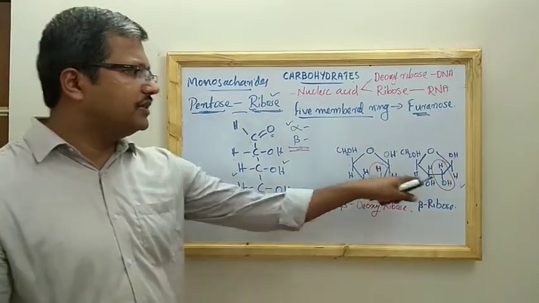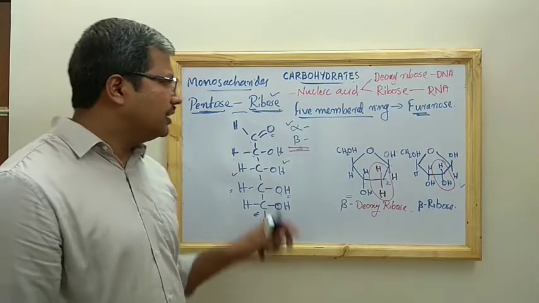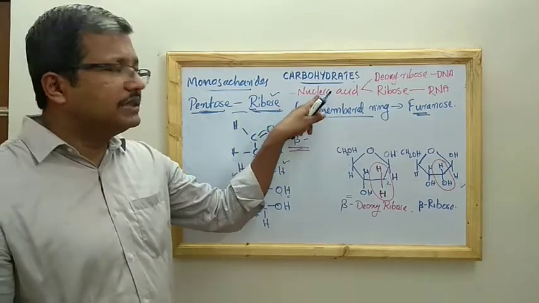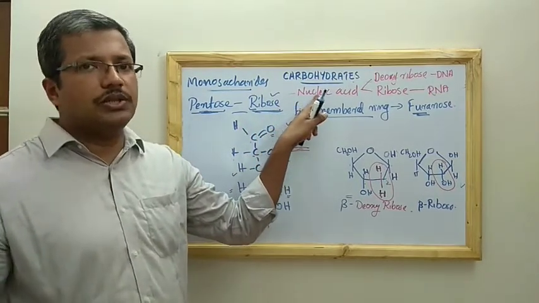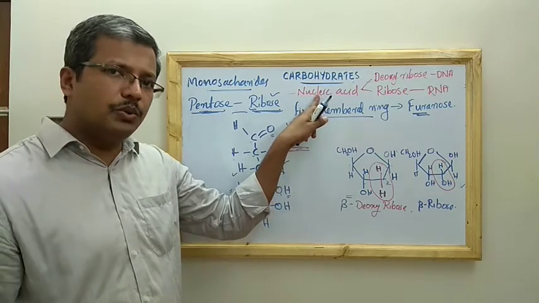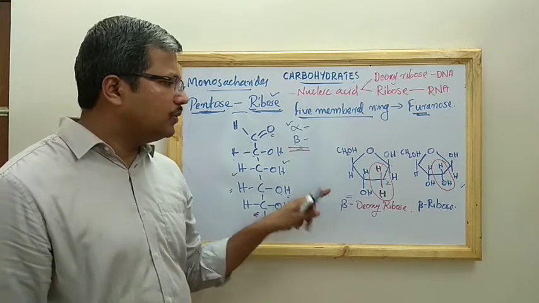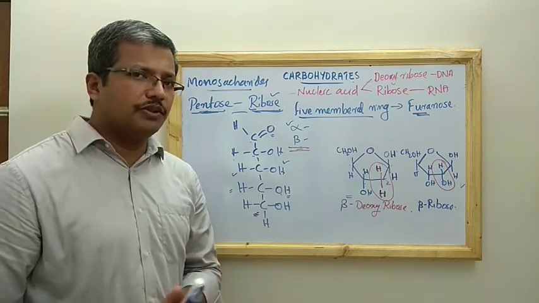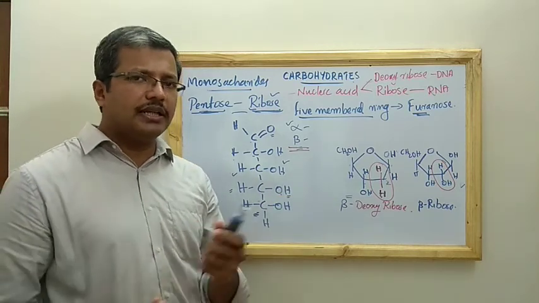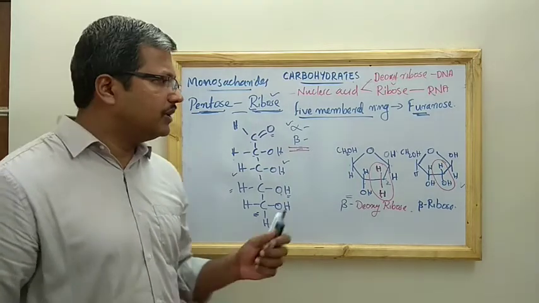So you have to keep these structures in mind, because ribose is part of nucleic acid and you have to learn the DNA structure later in the upcoming unit. At that time also we'll be repeating the same thing. So keep in mind which kind of pentose sugar is present in DNA and RNA. Hope it's clear for you.